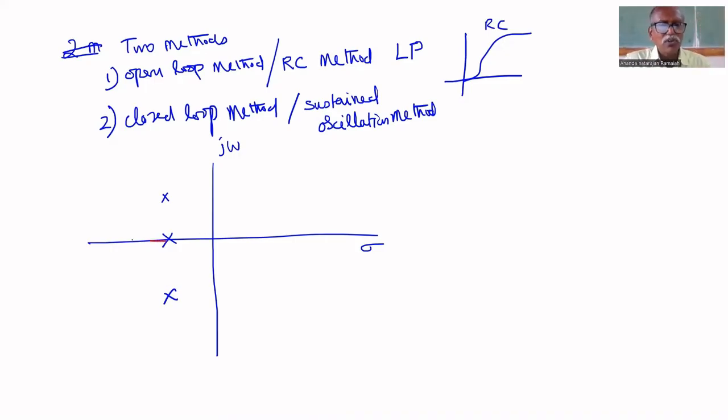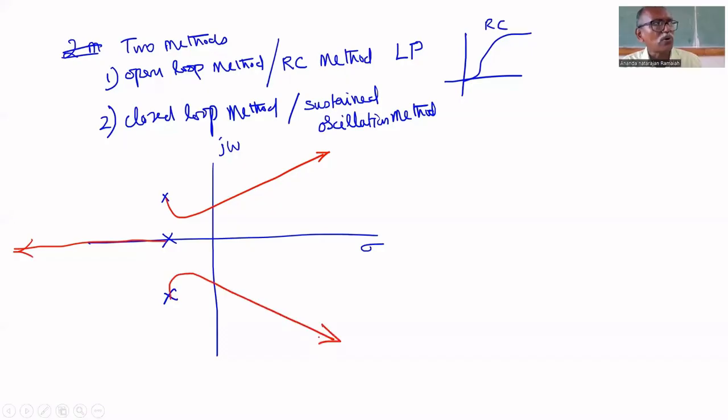One will go to infinity like this. Another one will go like this to infinity. Another one will go like this to infinity. Am I correct or not? This is the root locus. What is root locus? Locus of poles as K varies from 0 to infinity in closed loop.